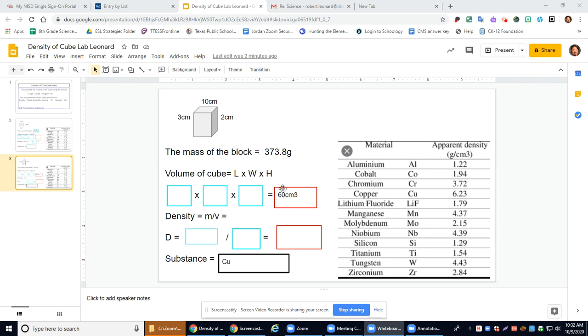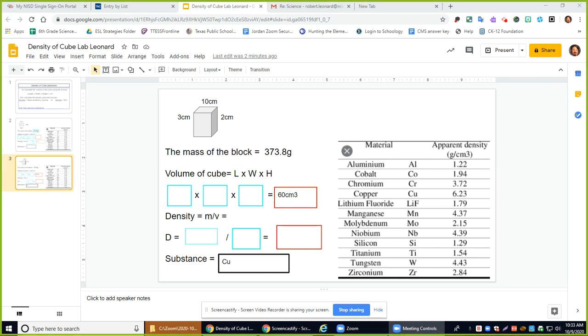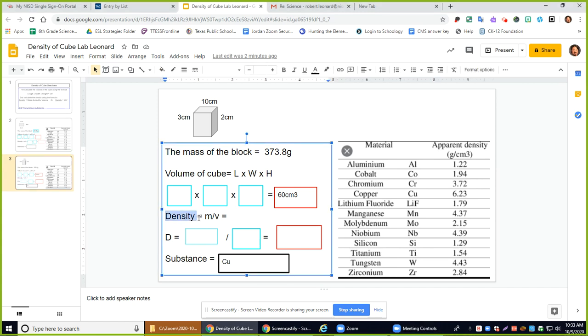Okay, so going over to the screen, let's finish the problem. So 60 centimeters cubed was our answer. So we already did this part. Moving on to the second part. Everybody write your formula for density. Density is equal to mass divided by volume. Everybody go ahead and write that down. Always write your formula first.